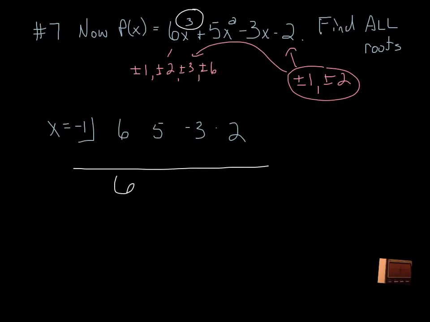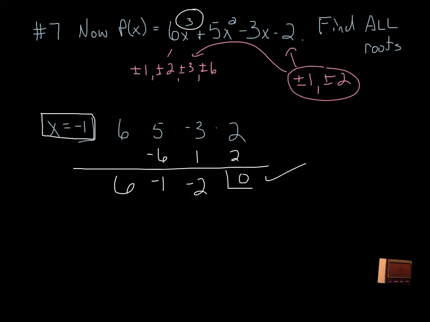Alright, drop the 6. Negative 1 times 6 is negative 6. 5 and negative 6 is negative 1. Negative 1 times negative 1 is 1. Negative 3 and 1 is negative 2. And negative 1 times negative 2 is positive 2, which gives us 0. Ding, ding, ding. That means x equals negative 1 is a zero. Sweet! But we knew that was going to happen because of the calculator.